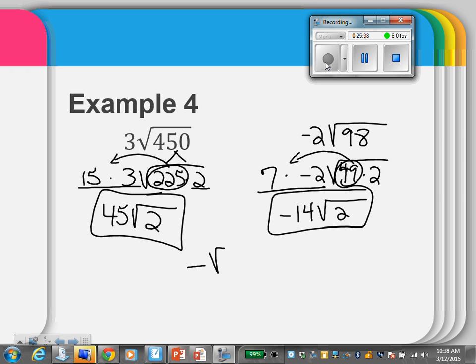So how about this, negative square root of 72? Somebody says, I don't know what to do with that negative, Miss Garnes. Somebody shed some light on that negative for me. It's a negative 1, right? There's always a number somewhere. What is it? It's a 1. So this is a negative 1, not to be confused with anything.